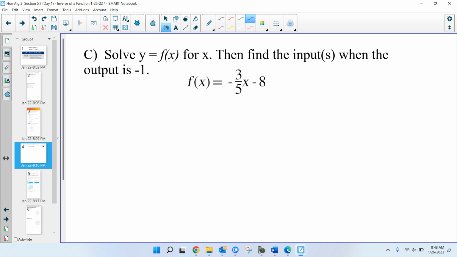All right. I think this is our last one before we get into the good stuff. All right, so we're going to write y equals negative 3/5 x minus 8. What's the first step? Add 8. Y plus 8 equals negative 3/5 x.